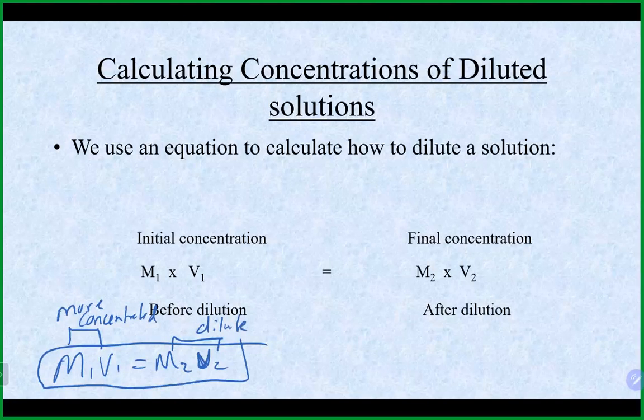M1 is the higher concentration. V1 is the volume of that higher concentration that you need to use to make your diluted solution. M2 is the molarity of the more dilute solution. And V2 is the final volume of the solution that you want to make that has a lower concentration.